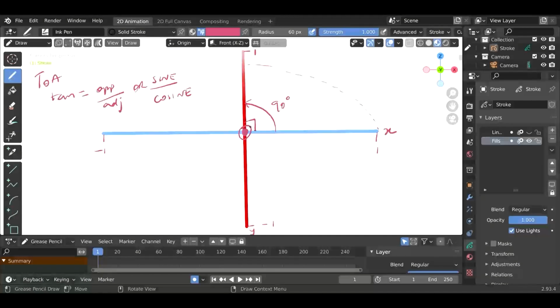So your tangent would be, now your line is here. What's your sine? Your sine is the value of 1. So your sine will be 1 over, and what's your x value? Your x value is 0. And this will give you a zero division error, because nothing is divisible by 0. So the tan of 90 will give you an error.